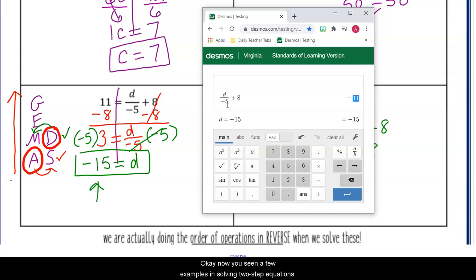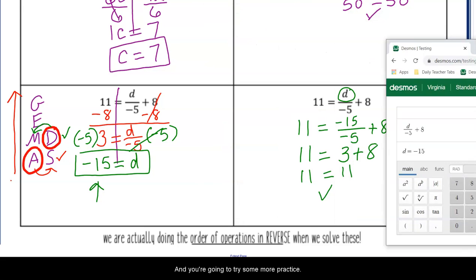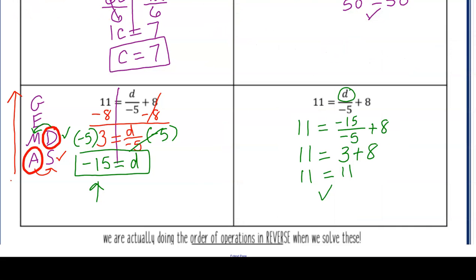Okay, now you've seen a few examples in solving two-step equations, and you're going to try some more practice in class.